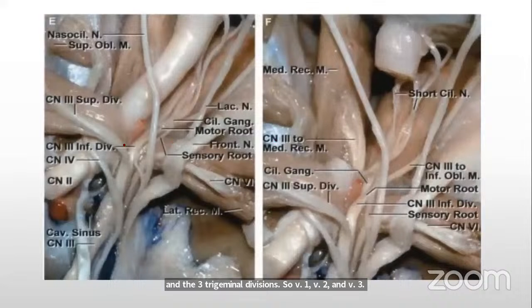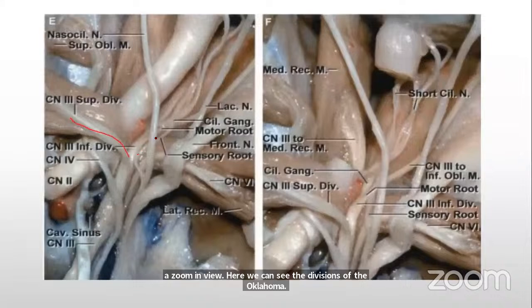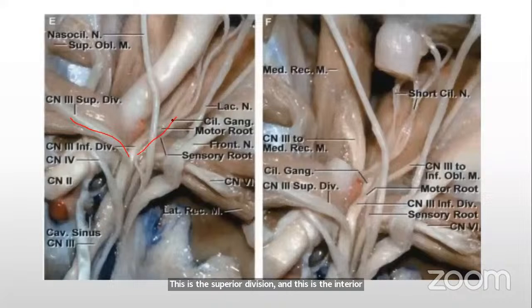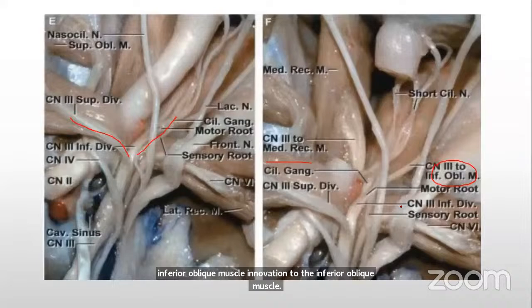Here we can see the divisions of the oculomotor nerve. This is the superior division, and this is the inferior division. The inferior division is important in that it gives branches to the ciliary ganglion. And the superior division, as we saw previously, supplies the superior rectus and the levator palpebrae superioris. The inferior division gives innervation to the inferior oblique muscle, the medial rectus, and the inferior rectus.